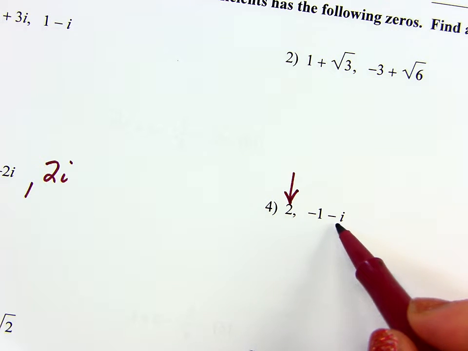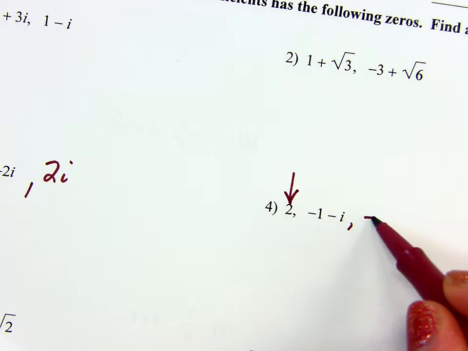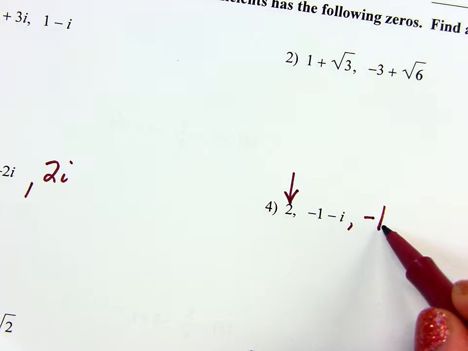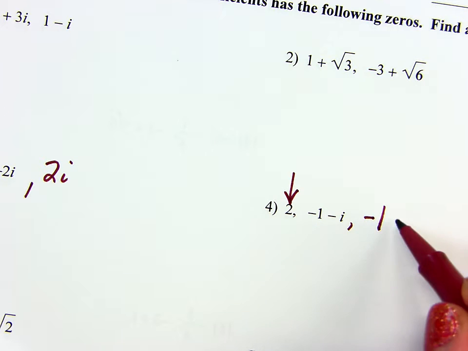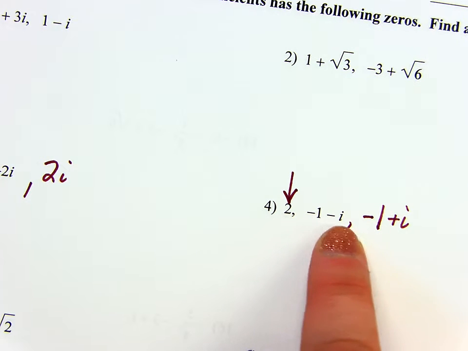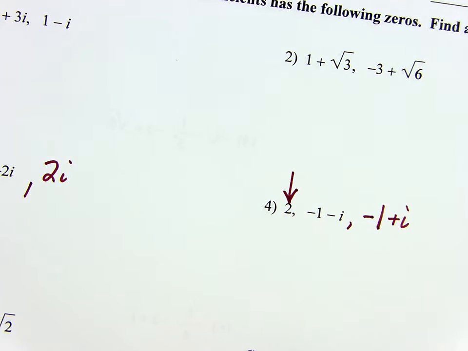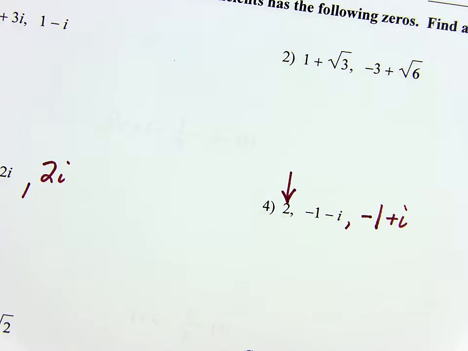So, negative 1 minus i, what would the pair be for that? Negative 1 plus i. Well, yeah, that's one whole answer. Negative 1 minus i. So then negative 1 plus i comes along too. You follow me so far?